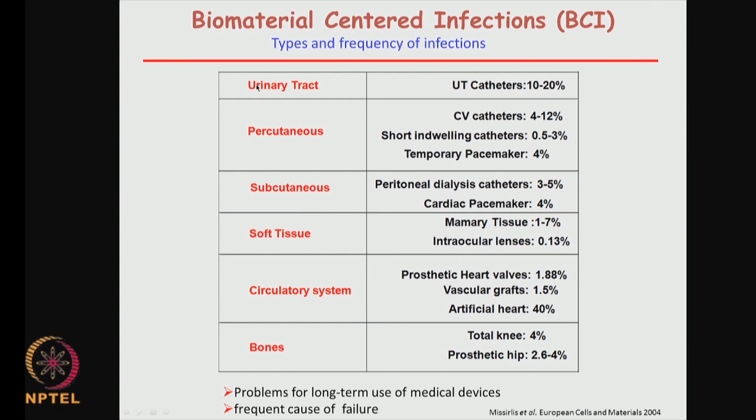So, for example, if you look at the frequency of occurrence, urinary tract infection, when you place urinary catheters, like 10 to 20% of infection is because of this biomaterial centered infection. Percutaneous cardiac catheters, short indwelling catheters, temporary pacemakers, we are talking in terms of almost 10% max. Subcutaneous, like peritoneal dialysis catheters, cardiac pacemakers around 4%. Soft tissues, mammary tissues, intraocular lenses. Circulatory system like prosthetic heart valves, vascular grafts, artificial heart. Bones, total knee replacement around 4%, prosthetic hip 2 to 4%.